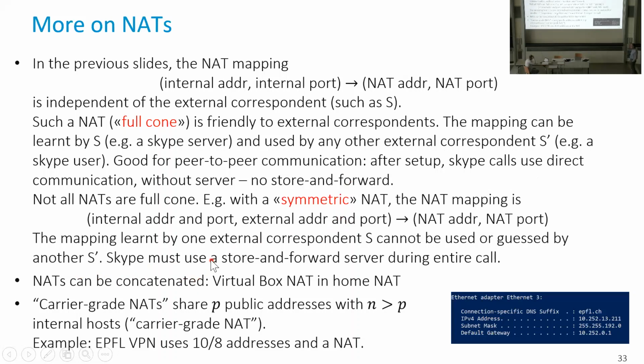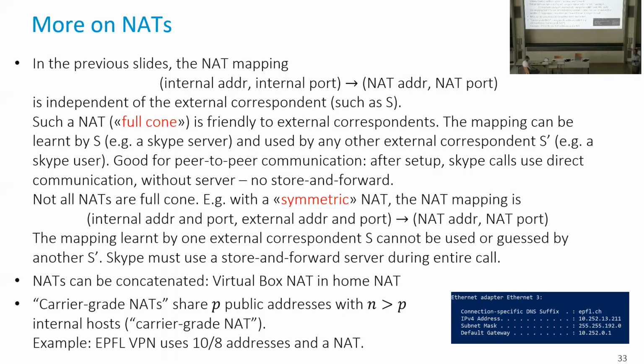NATs can be concatenated. So if you work at home and you put the VirtualBox at home, you will have the NAT of the virtual machine that is behind the NAT of your home. And if in addition you are on the private network of EPFL, you are behind the NAT of EPFL, because EPFL provides the VPN through a NAT. What kind of NAT is that? That's a carrier-grade NAT. Carrier means ISP, Internet Service Provider. Carrier-grade means it's a big NAT, not just like the little box we have at home.